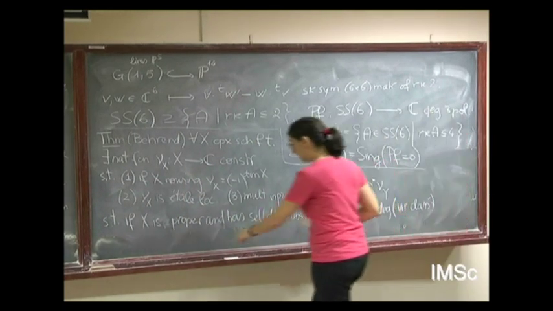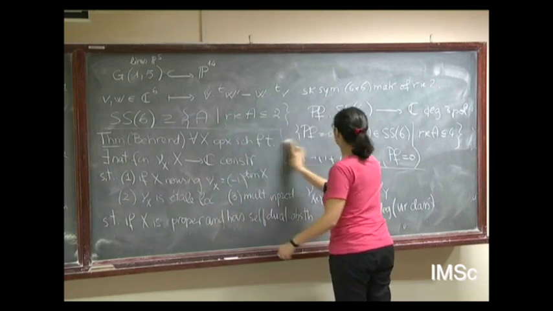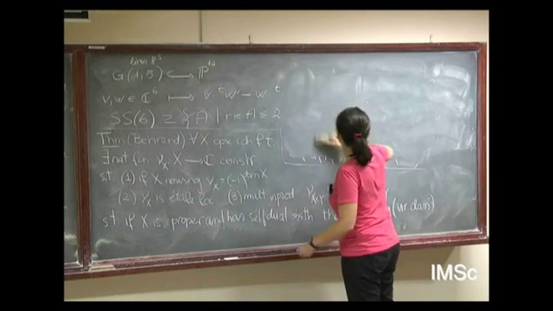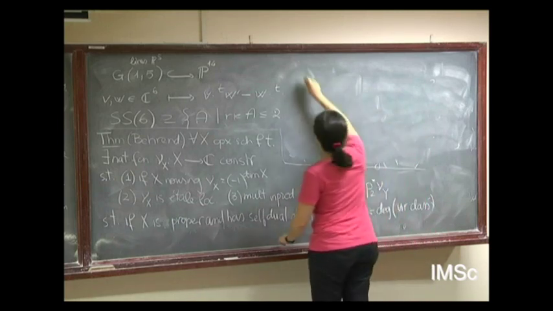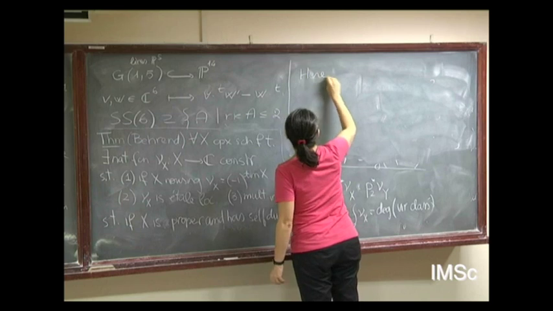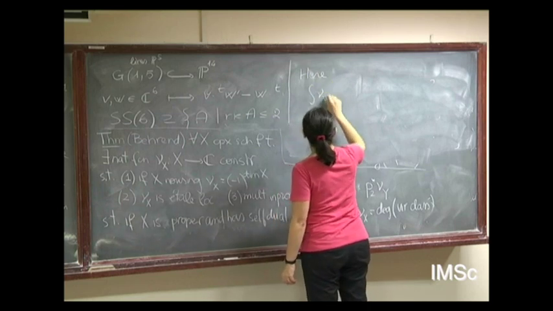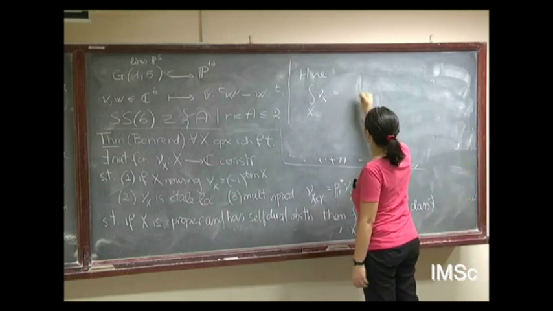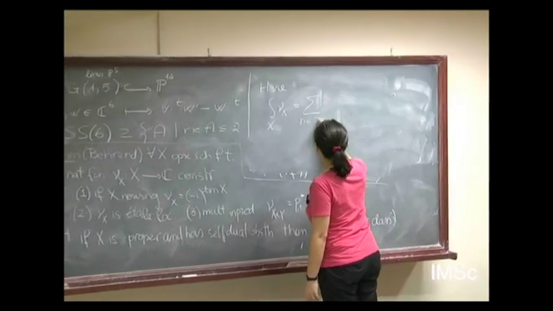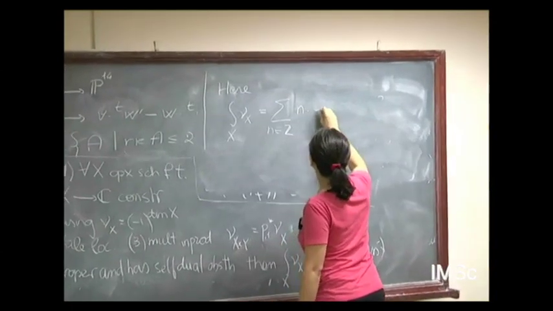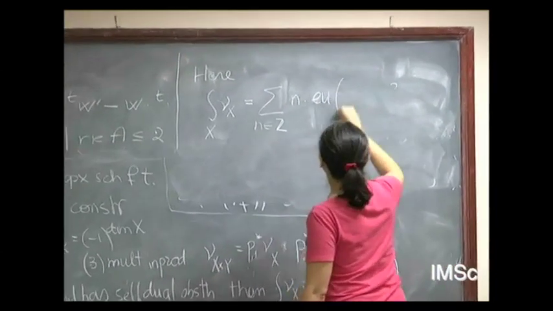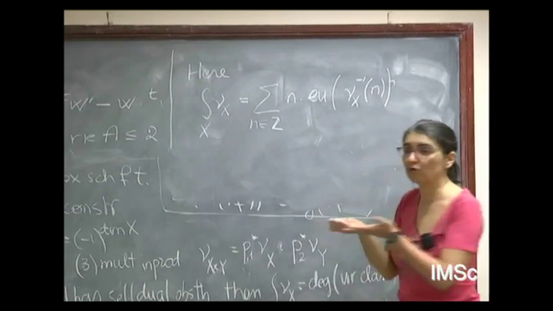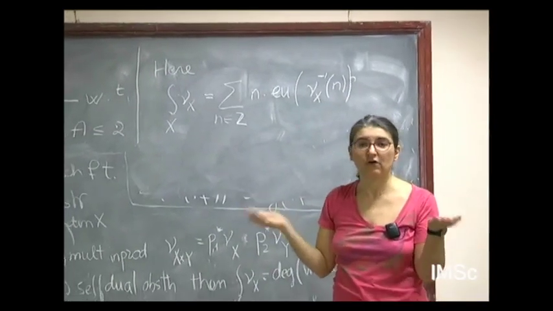And so let me say here what I mean by integral, which is something pretty obvious once you have seen it before, and maybe not so obvious. So here, the integral over X of ν is not an integral like an integral of a differential form, but this is the sum over n in Z of n times the topological Euler characteristic of the locus where the value is n.